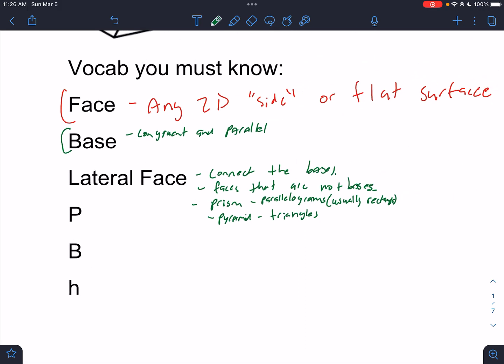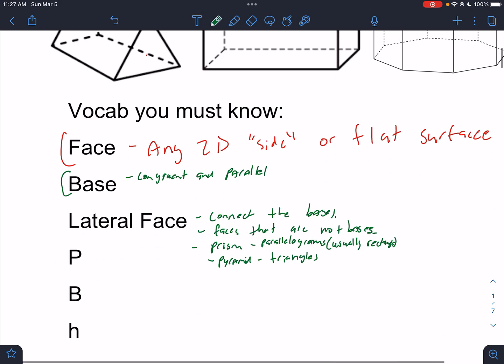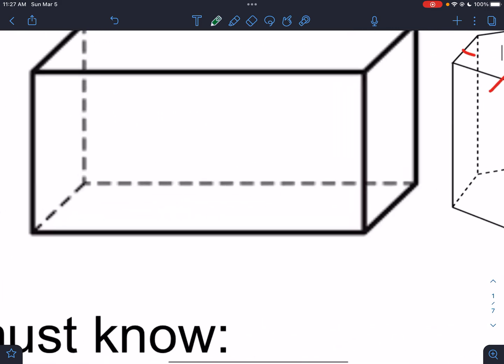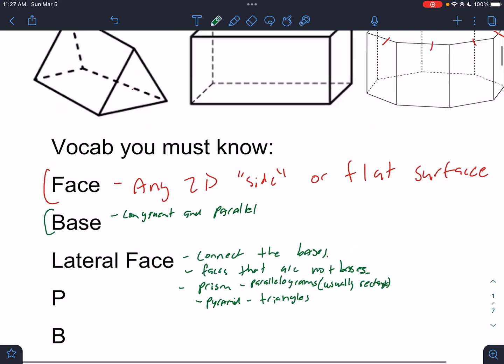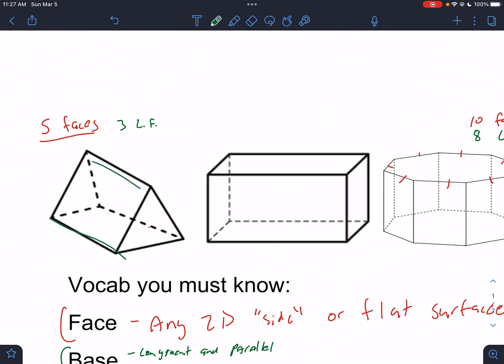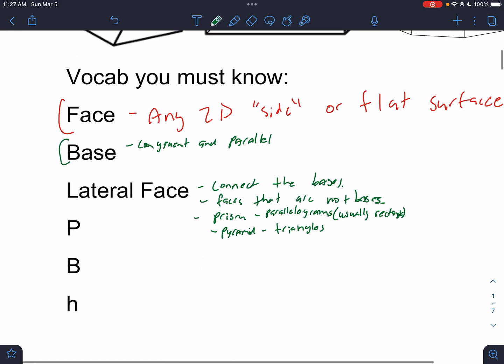So we need to know what those words mean. Faces are just any of the flat surfaces. Bases are the parallel congruent surfaces that are not rectangles or parallelograms. It's the unique shape. Unless they're all the same shape like this middle one, then you get to pick. The lateral faces are the faces that are not bases. They're the sides that connect the bases. So on this shape, the rectangles connect the 2 triangles. Here, the rectangles connect the 2 octagons. It's the faces that connect the bases. Those are the lateral faces. So they're not the bases.